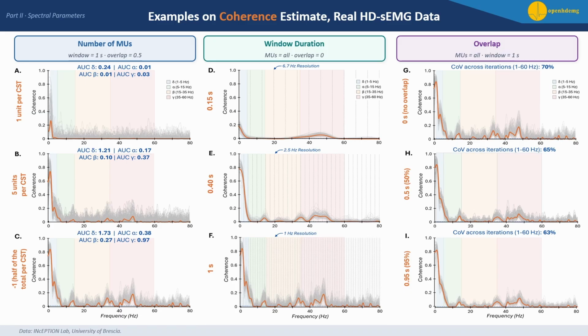Based on the original literature, our recommendation for doing the coherence analysis is to keep all your motor units for the analysis and use a 1 second window duration and 50% overlapping.